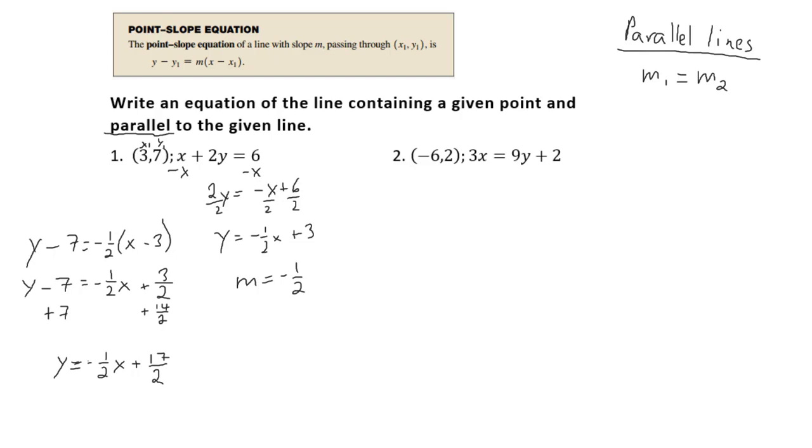And if you plug in the 3, you get -3. 17 minus 3 is 14. 14 divided by 2 gives you 7. So that point is found in that line.